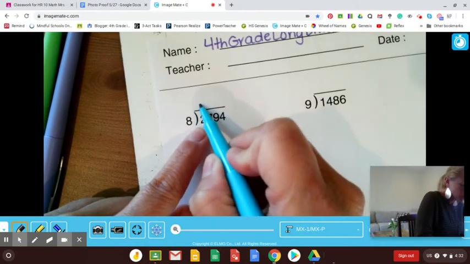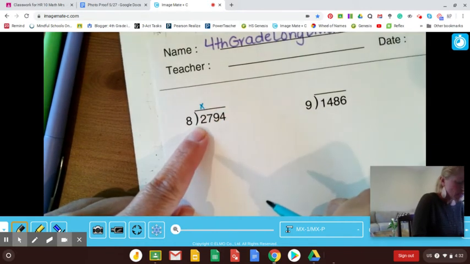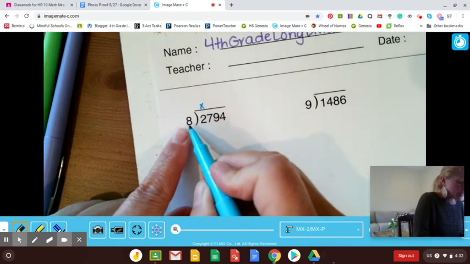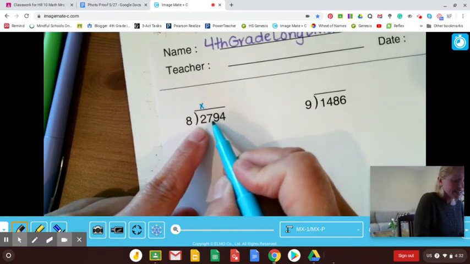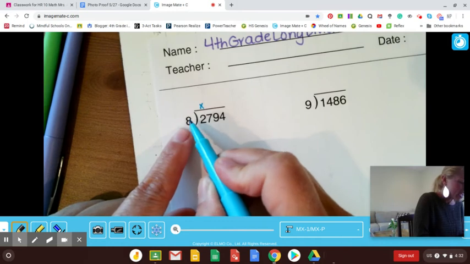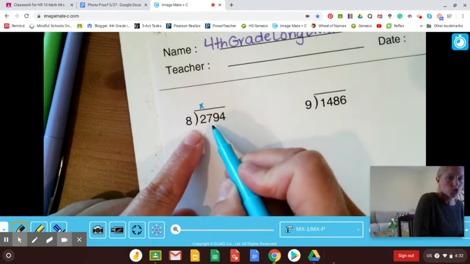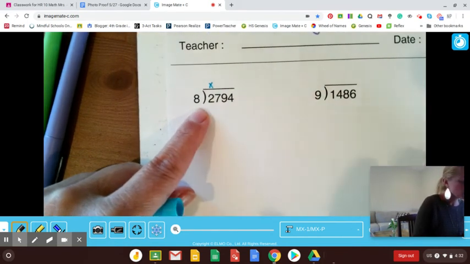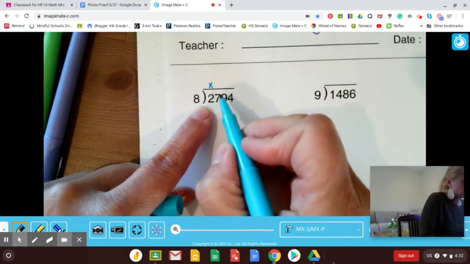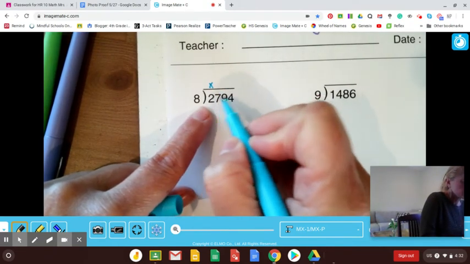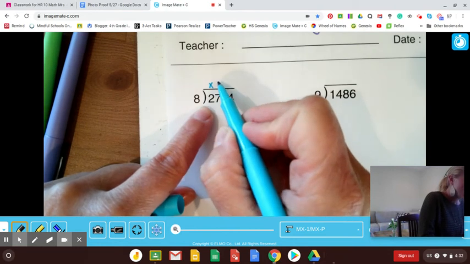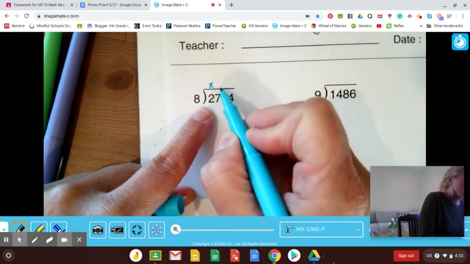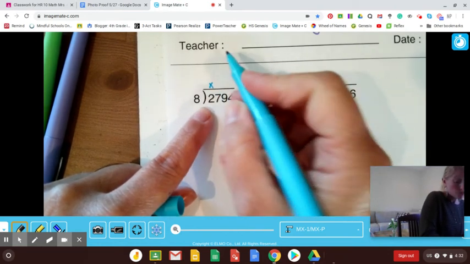Right? No. So let's put a little X. I like to hold that place value spot doing that. Can 8 go into 27? Well, yeah. 8 times what is going to get us as close to 27 as possible without going over? All right, let's see. Well, 8 times 4 is 32. That's too high. 8 times 3. Oh, 8 times 3 is 24. Oh, I think that's it.